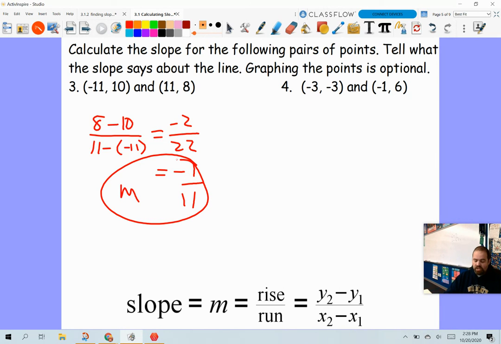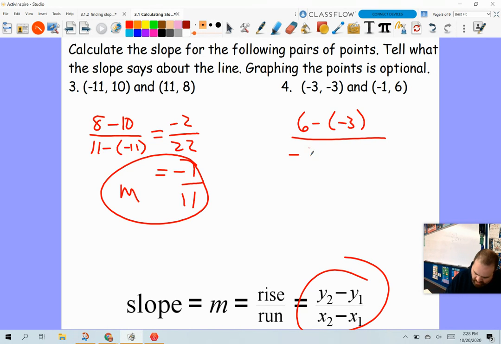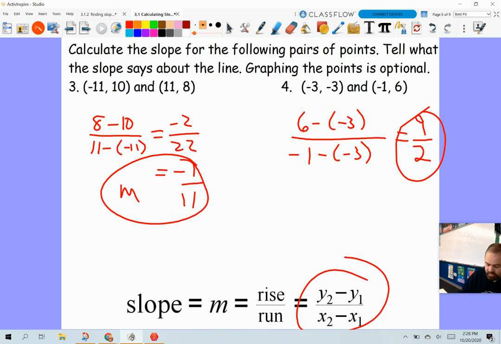Now, I get you may not have the formula memorized. You don't have to. I will give it to you every single time. I expect you to use your resources. 6 minus -3 for my numerator, and -1 minus -3 for my denominator. That is 9/2, and 9/2. I'm done. I don't have to reduce that. It's not 4.5. Good luck.